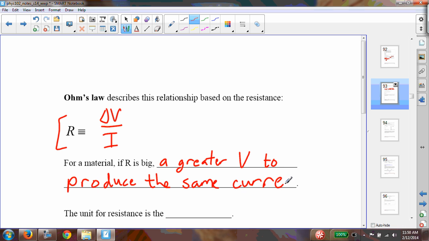So a battery, for example, will produce a current in one resistor, but if you increase that resistor, in order to keep the same current, you have to increase the voltage. As we said before, resistors resist the flow of electricity. So if you want to push electricity through something that's going to resist it, you're going to be required to put in a greater potential, a greater amount of energy. The unit for resistance is the ohm, and the abbreviation for that is the Greek letter omega.